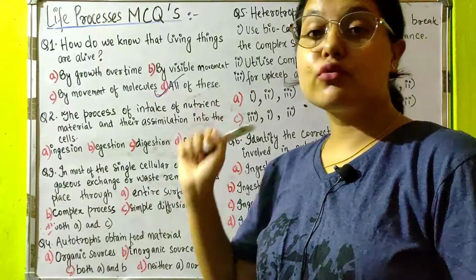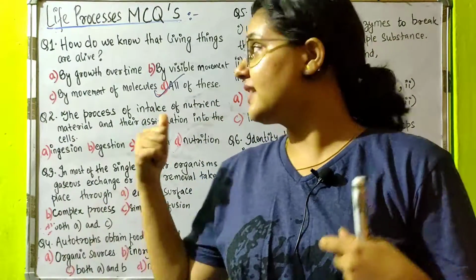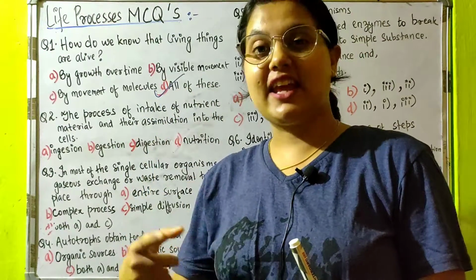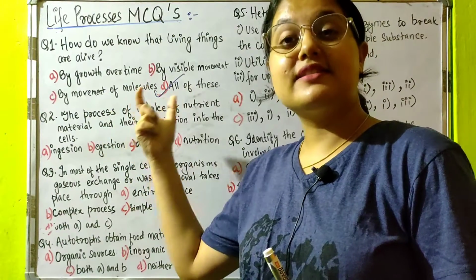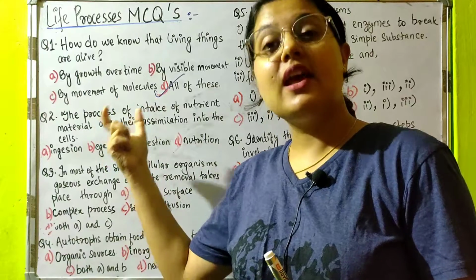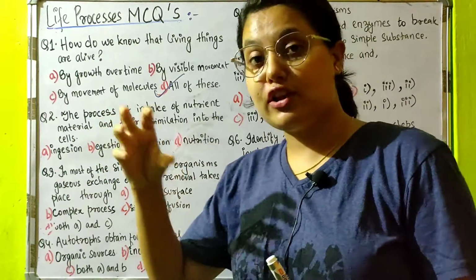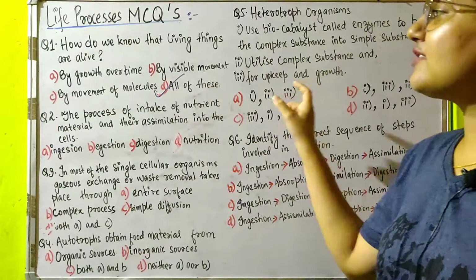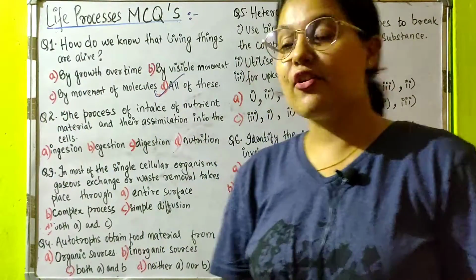By the growth over time: obviously living things grow over time. Second is by the visible movement. We know that living things can move, right? And third is by the molecular movement. This refers to the chemical or biochemical reactions happening inside our body, because of which the molecules move. Since all of these hold good with the living thing, the answer is all of this.